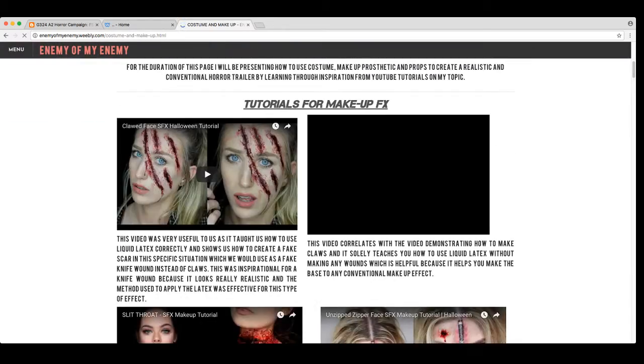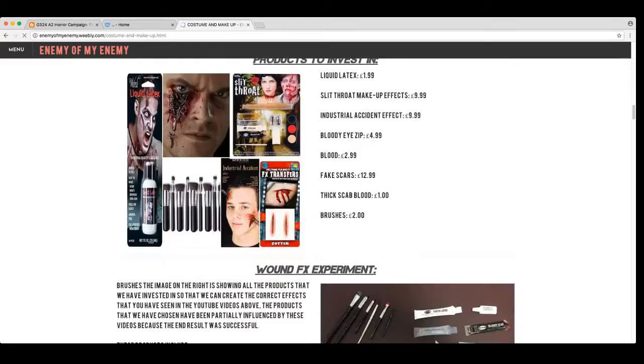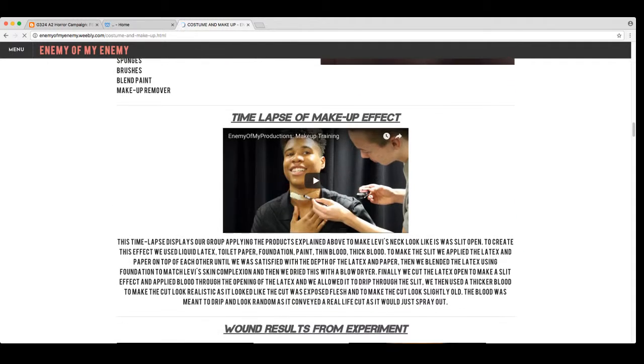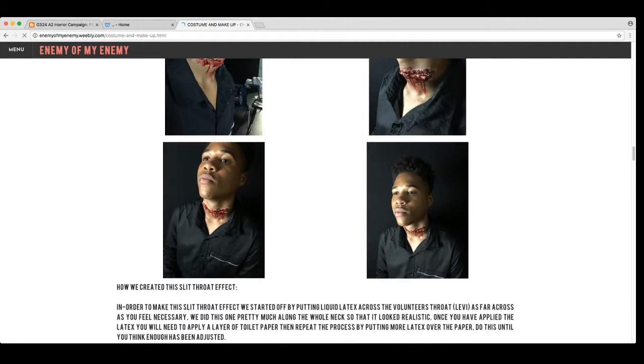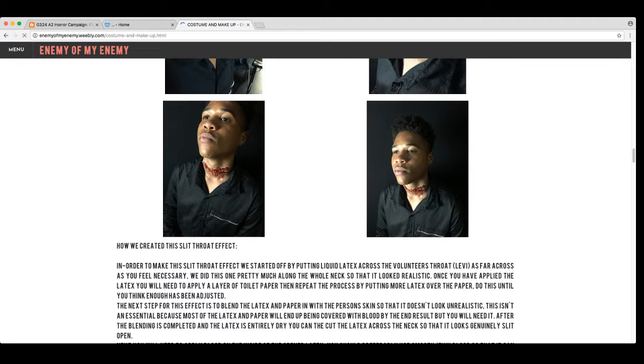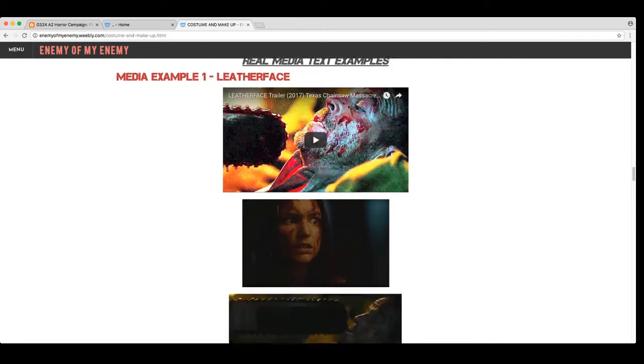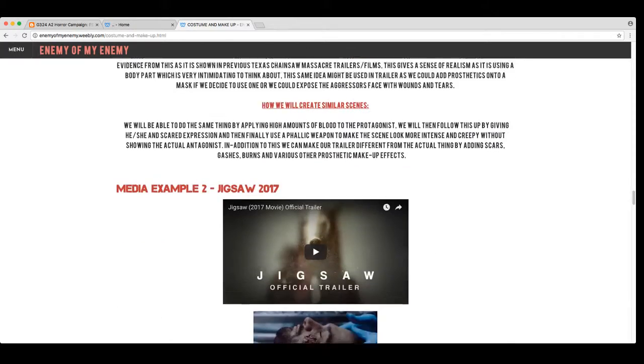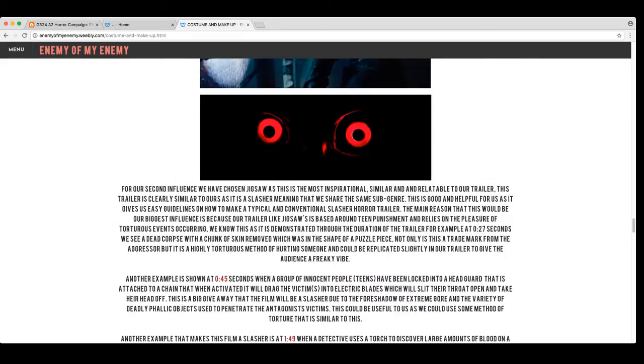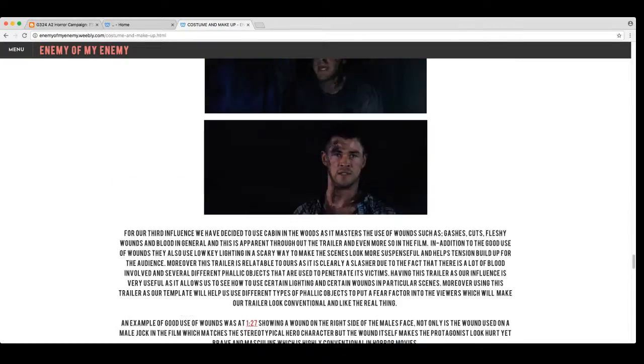Okay, good. So we've got our tutorial stuff, we've got influences, we've got price lists, we've got the time lapse on there. Very good. So what you might want to think about now is using these for your digital drafts and the magazines. Use these photographs that you've taken. Okay, this is very nice. And then you've got our real media texts there. Okay, good. Yep, this is all very nice. Cabin in the Woods. Yep.